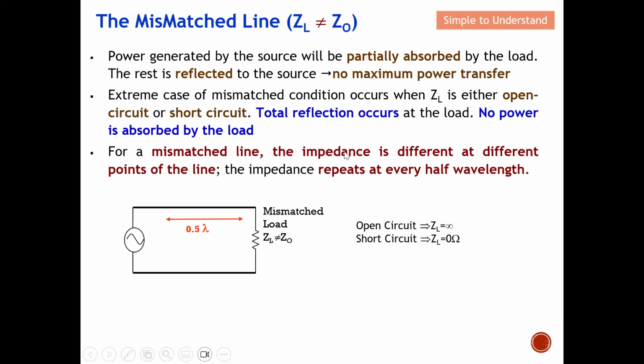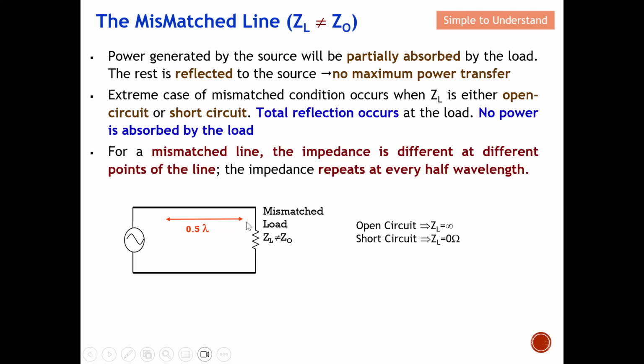The extreme case of mismatch occurs when ZL is an open circuit or a short circuit. So what happens here is that total reflection occurs at the load, and no power is absorbed by the load. Under this case, ZL can be equal to infinity or equal to zero. For a short circuit it will be zero, and for an open circuit, ZL will be infinity. Because of this, nothing will be absorbed by the load.